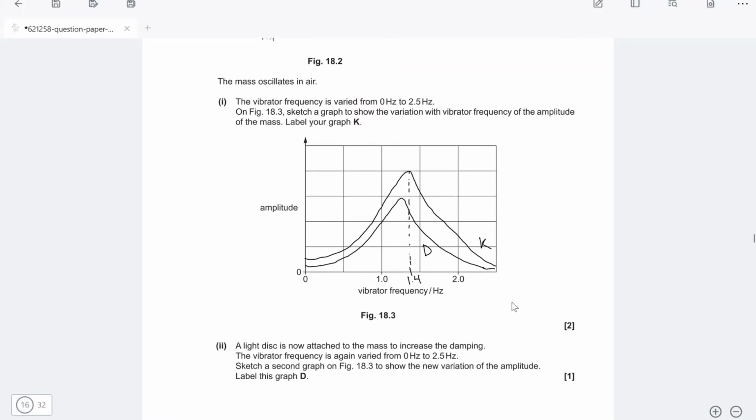For the next part, if we were to add in some damping, there are two things that happen. Number one, the amplitude will be decreasing at all points, and we can see that as the curve, which has been labeled D, is underneath the first curve. The second part is that the peak gets shifted a little bit earlier, so the whole graph gets shifted a little bit to the left, or the peak gets shifted a little bit to the left.